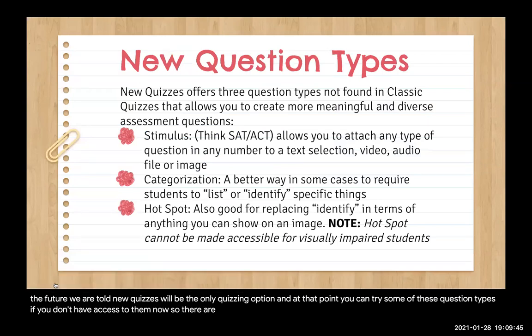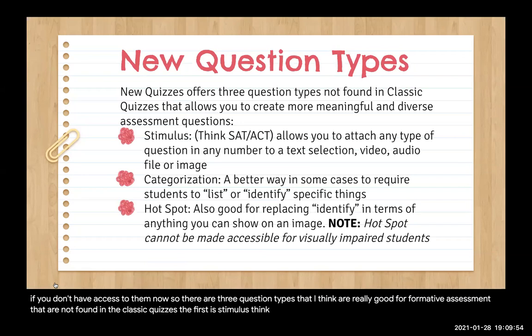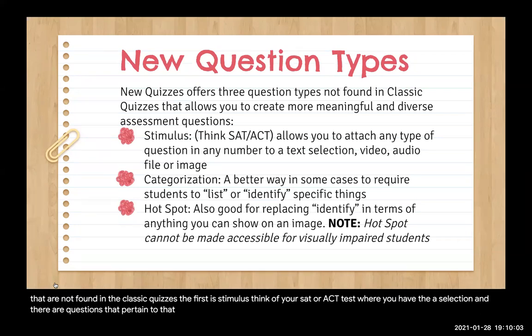So there are 3 question types that I think are really good for formative assessment that are not found in the Classic Quizzes. The first is stimulus. Think of your SAT or ACT test, where you have a selection and there are questions that pertain to that selection. In Canvas, this allows you to attach any type of question that Canvas provides to any type of stimulus, whether that's a text selection, a video, an audio file, or an image.